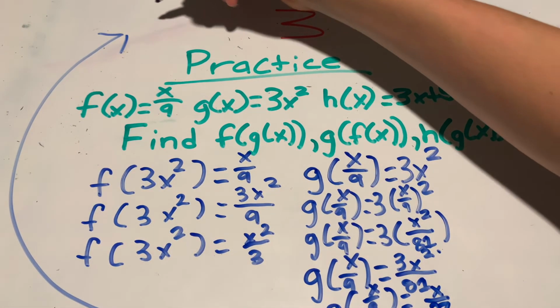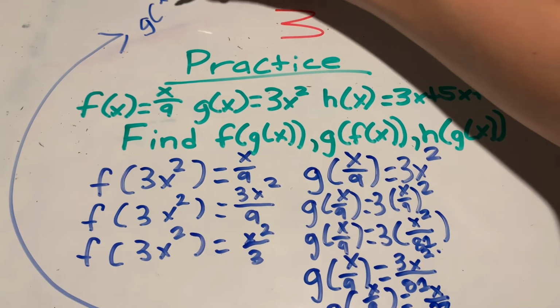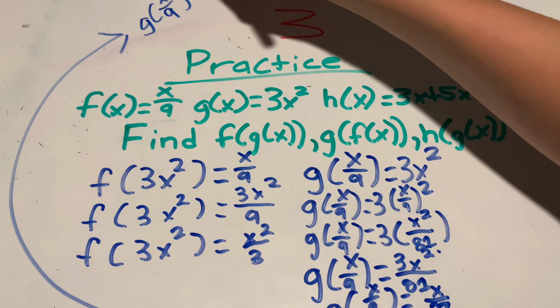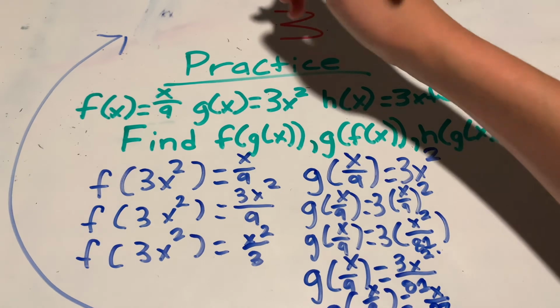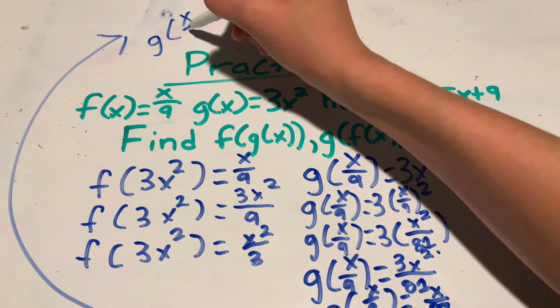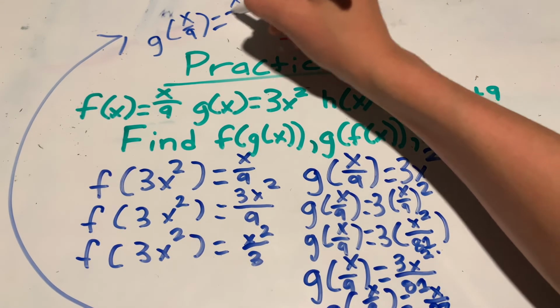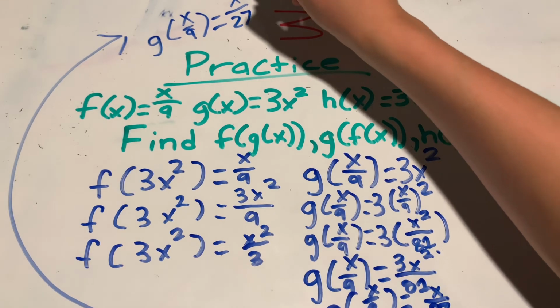Let me rewrite that up here. g of f of x equals x squared divided by 27. That's an x squared.